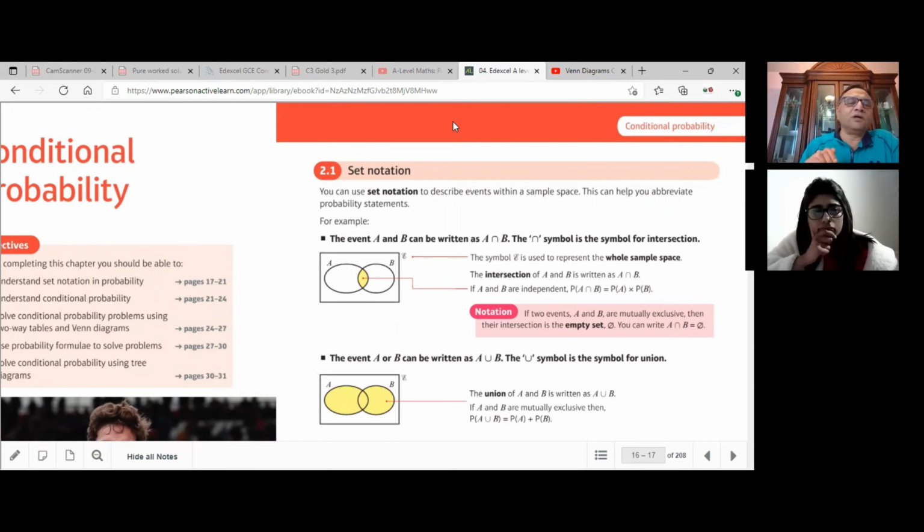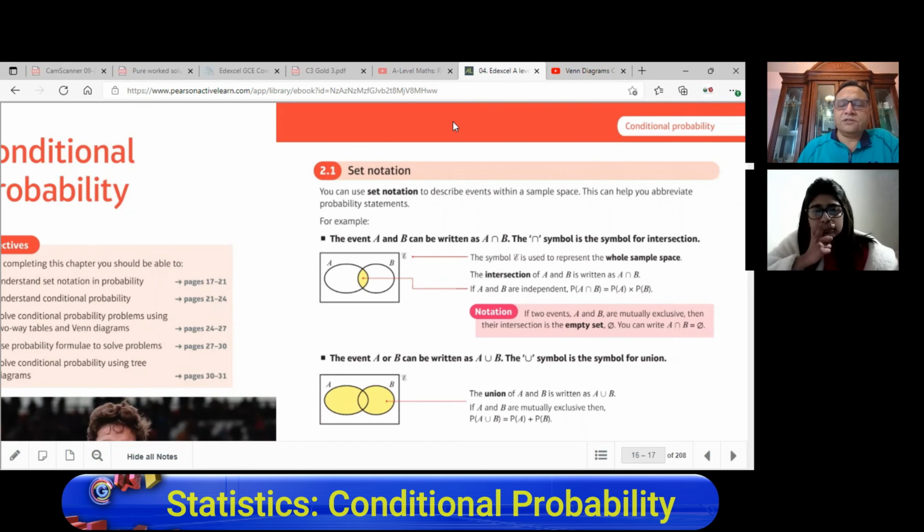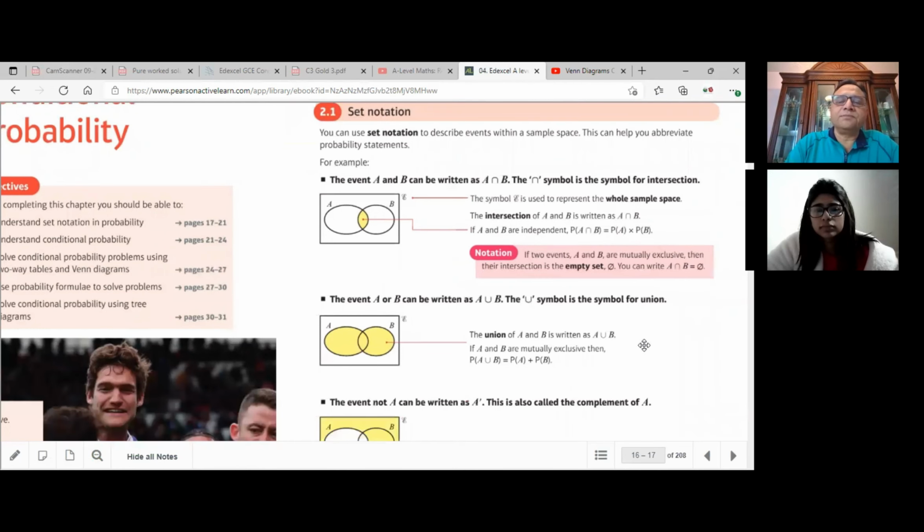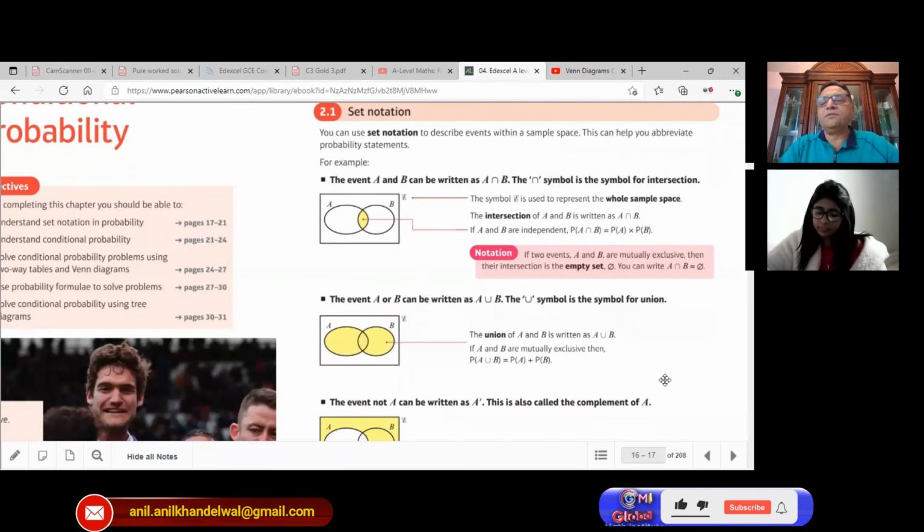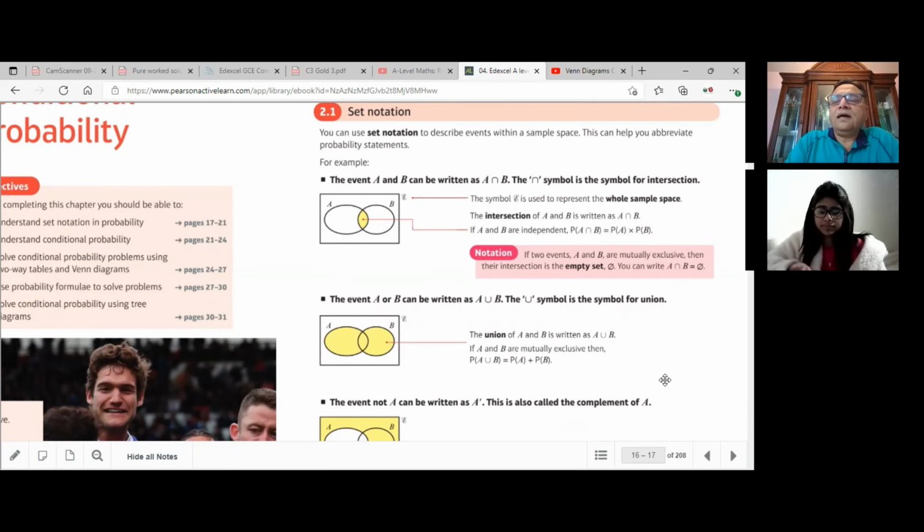They are actually beginning with set notation. The Venn diagram is a prerequisite for conditional probability. The first Venn diagram here shows the intersection of A and B. The yellow portion highlighted is common to both, and therefore that is the intersection. This will be represented as A intersection B, and that is the symbol for intersection.